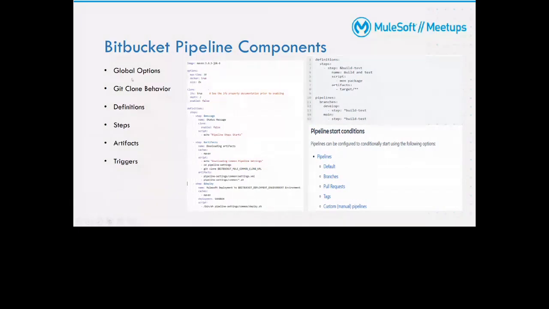So first of all, the global options. There are a few options which you can define globally, which will be available to each and every step you will be creating in your pipeline. What are these options? That is max time, Docker, and size. Max time is basically to define how much time your step will run. It is decided in minutes. So if you see the value 30 here, that is 30 minutes. So every step will run for 30 minutes.